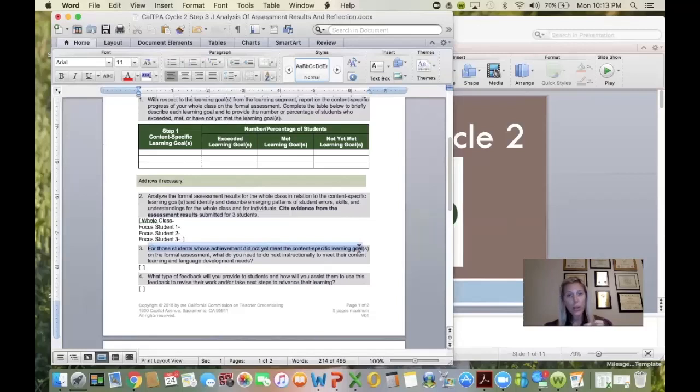Now prompt 3 says, for those students whose achievement did not yet meet the content specific learning goals, those that are still struggling a bit on this formal assessment, what do you need to do next instructionally to meet their content learning and language development needs? So this is making you think a little bit deeper. Okay, I have this group of students. They're not yet meeting the learning goal. What do I need to do specifically for this group of learners?